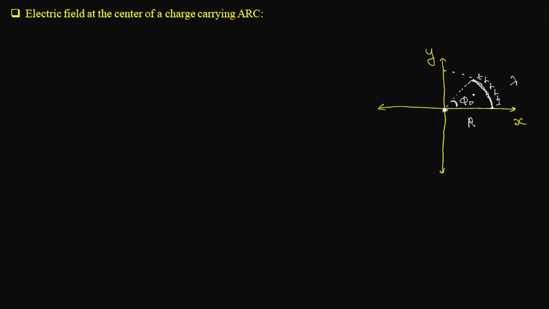Okay, so what we have considered is an arc which is carrying a linear uniform charge distribution, and the charge per unit length is lambda. The radius of this arc is r, and the angle created by this arc at its center is phi naught. Now we have to calculate the electric field at the center, that means in this case at the origin.